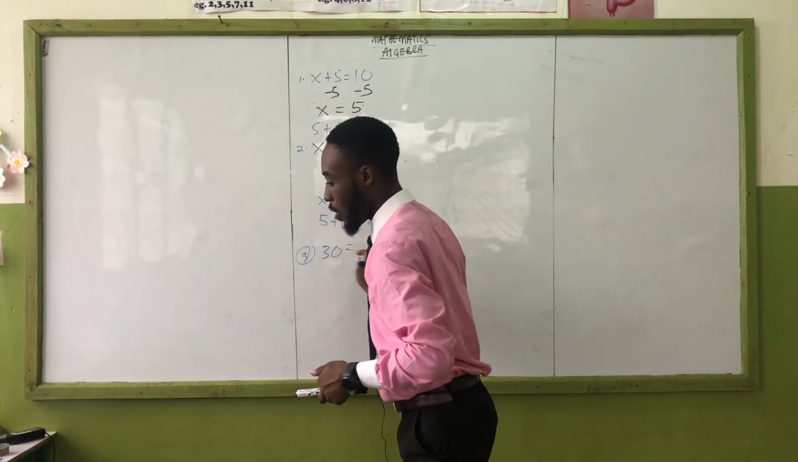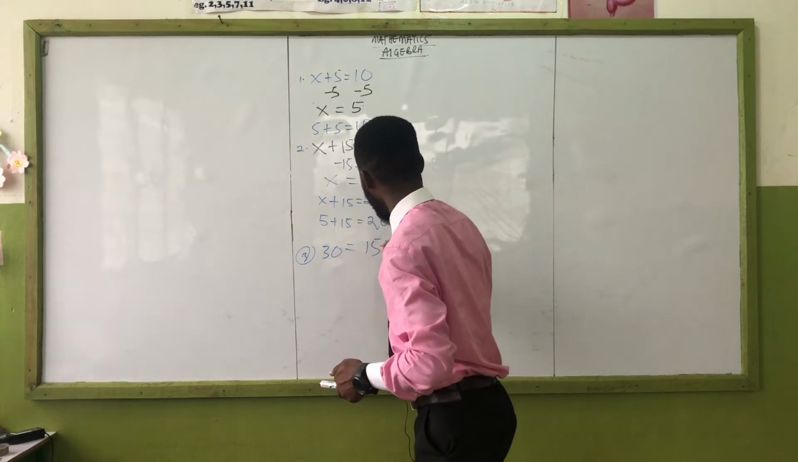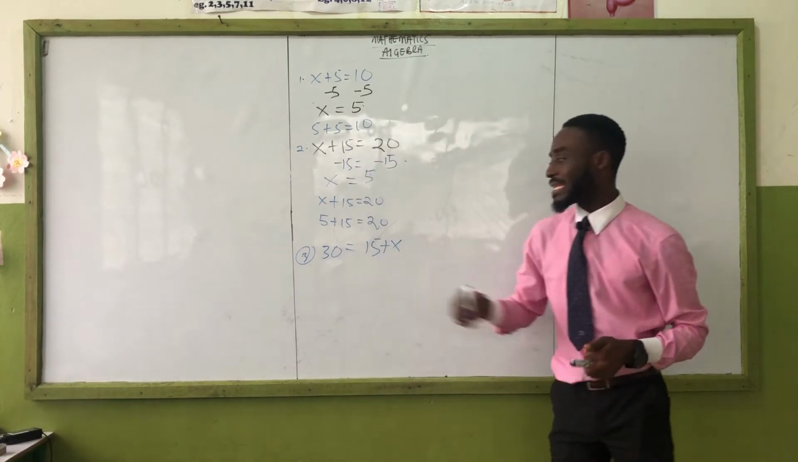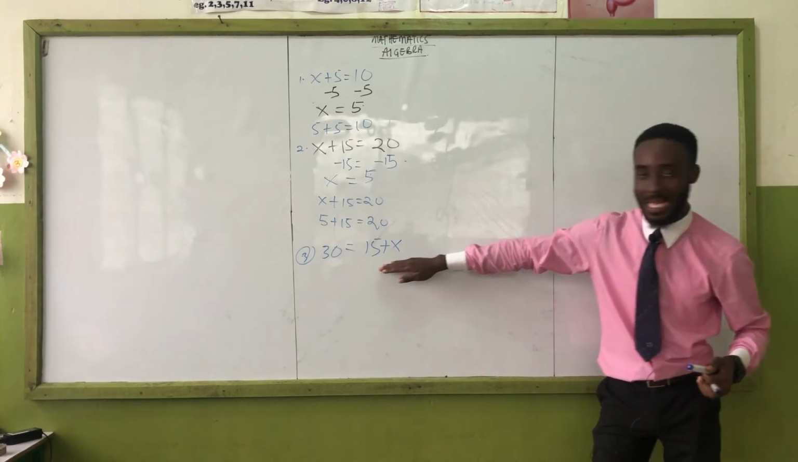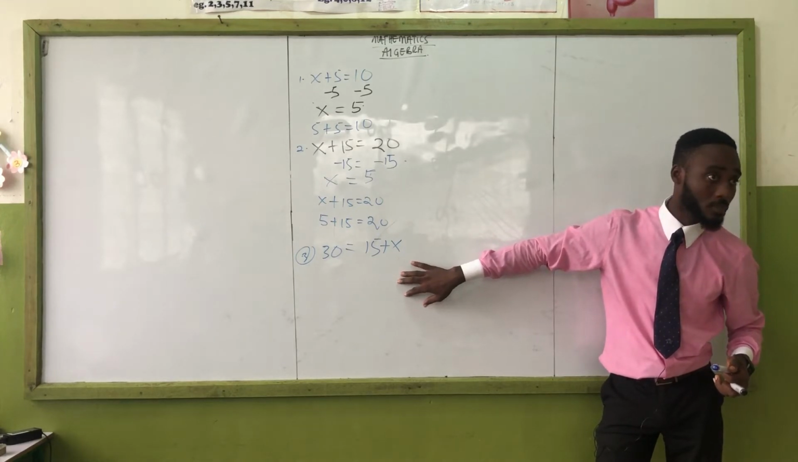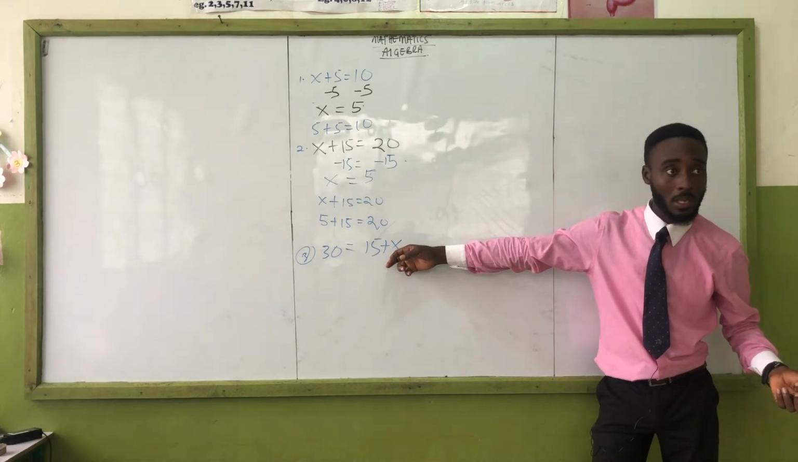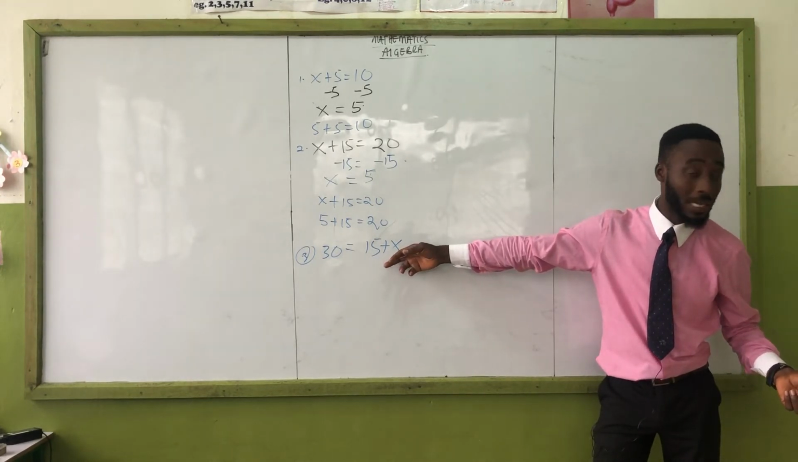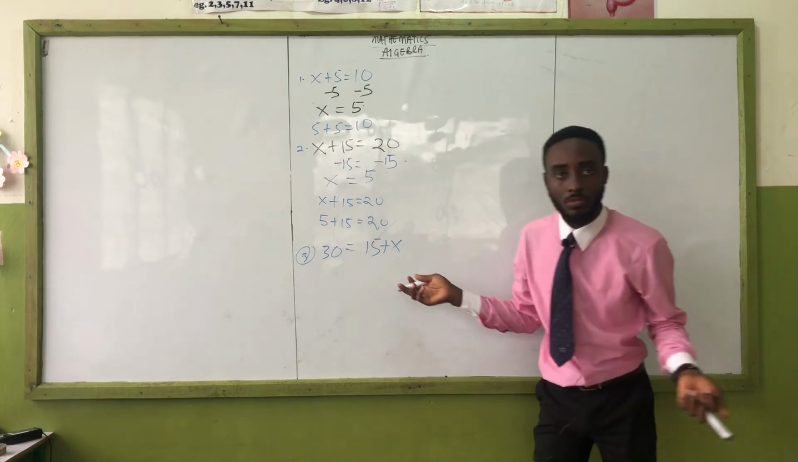30 is equal to 15 plus x. It looks like I've just changed the positions. 30 is equal to 15 plus x. What am I looking for? We're looking for the unknown. Where the unknown number is what? What letter is represented with the unknown? X. Exactly.